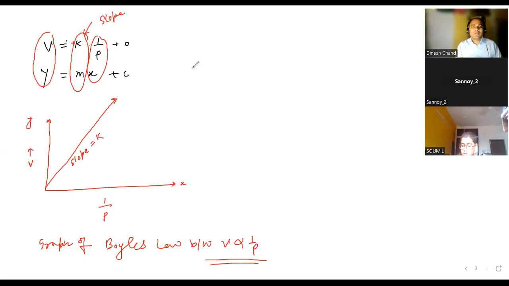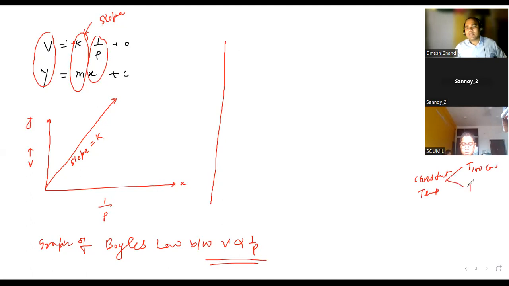Now another thing. What will happen if I increase the temperature? Constant temperature means it can be constant at T 100, or I can make T 150 constant, or T 200 constant. So any value can be fixed and that becomes the constant. Yes or no?